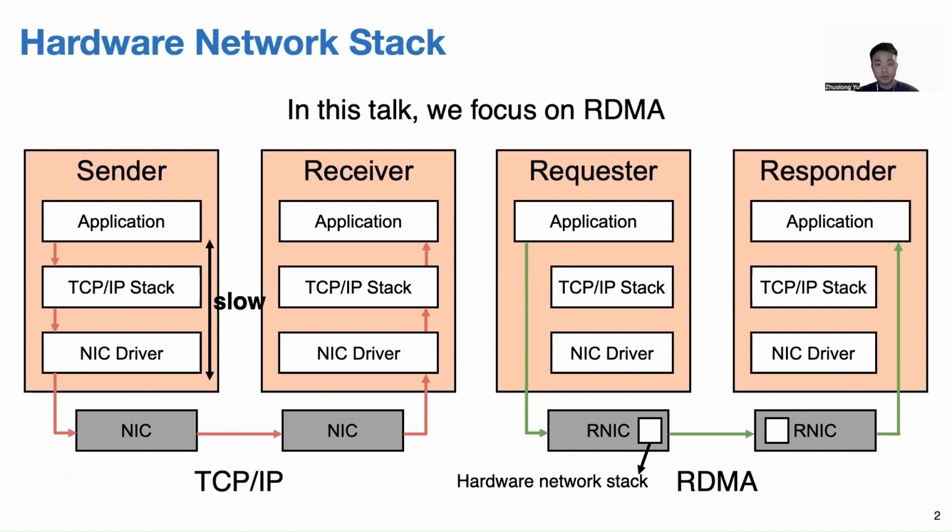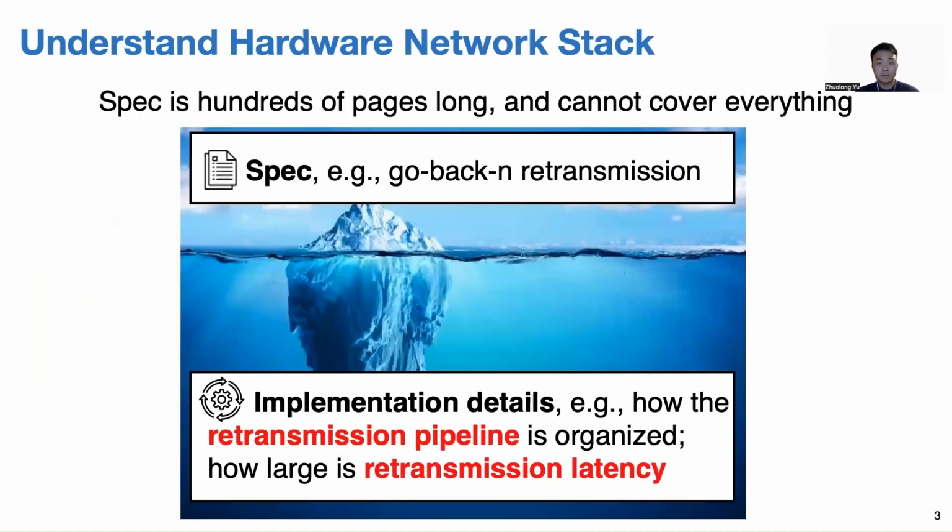Here is a comparison of TCP/IP and RDMA. RDMA bypasses the kernel and implements its own network stack entirely in the NIC. It can achieve high throughput, low latency, and very low CPU overhead. To best utilize the performance, the network programmers should be familiar with the behaviors of hardware network stacks.